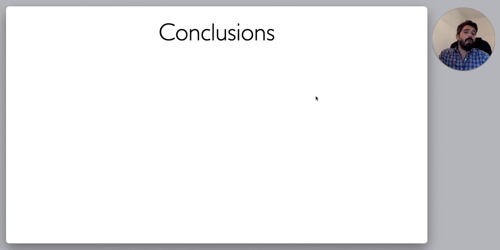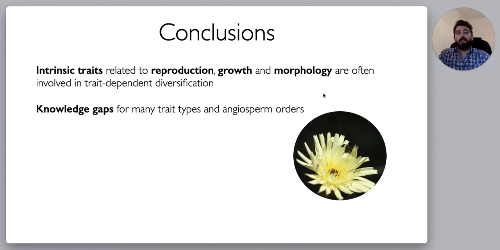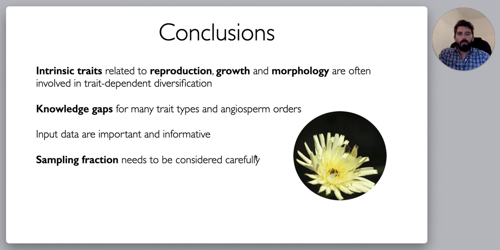In conclusion, we found that intrinsic traits related to reproduction, growth, and morphology were often involved in trait-dependent diversification. That there exist knowledge gaps in angiosperm groups such as Asterales, as well as understudied trait categories that could be useful avenues for future research. We also found that the input data was both important and informative. Particularly, sampling fraction needs to be considered carefully when conducting SSE approaches.